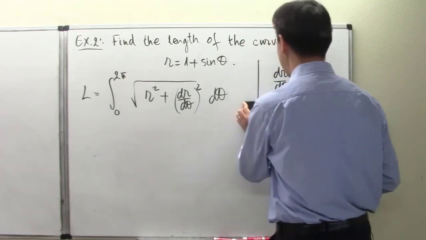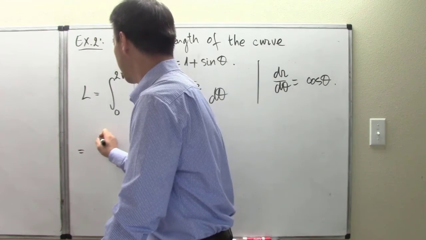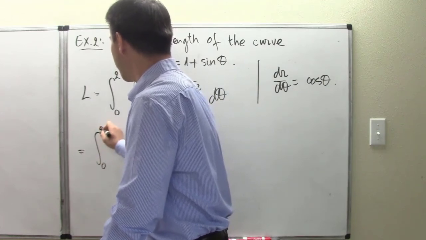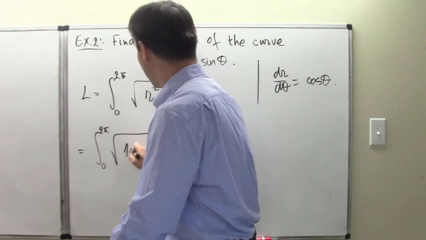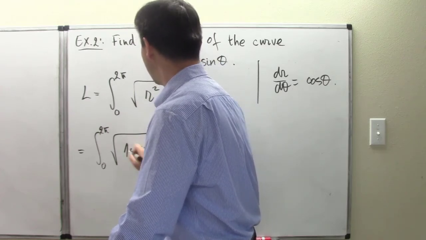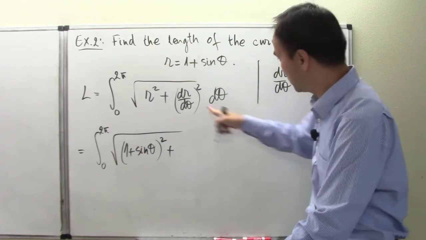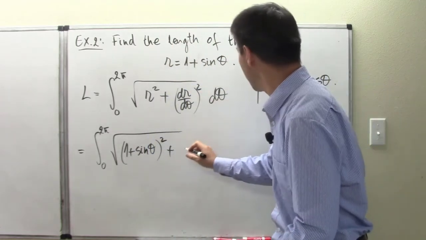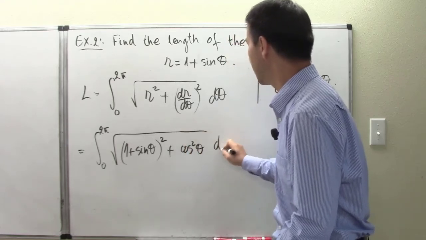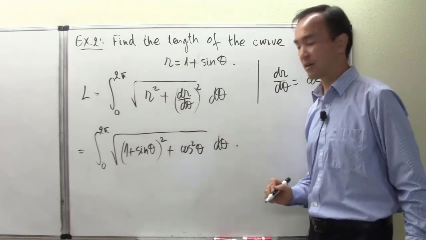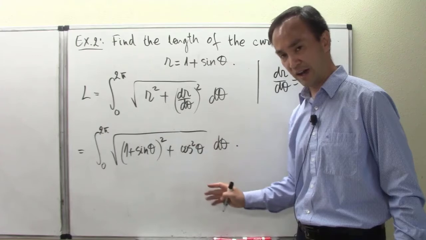So that means our expression here becomes, as a complete integral, from 0 to 2 pi, and then we're looking at r squared, which is (1 plus sine theta) squared, but now dr/dθ is cosine theta, so (dr/dθ) squared gives me cosine squared of theta, with a dθ. And that is how we have completed our integral setup for that. And this integral now is ready for action.